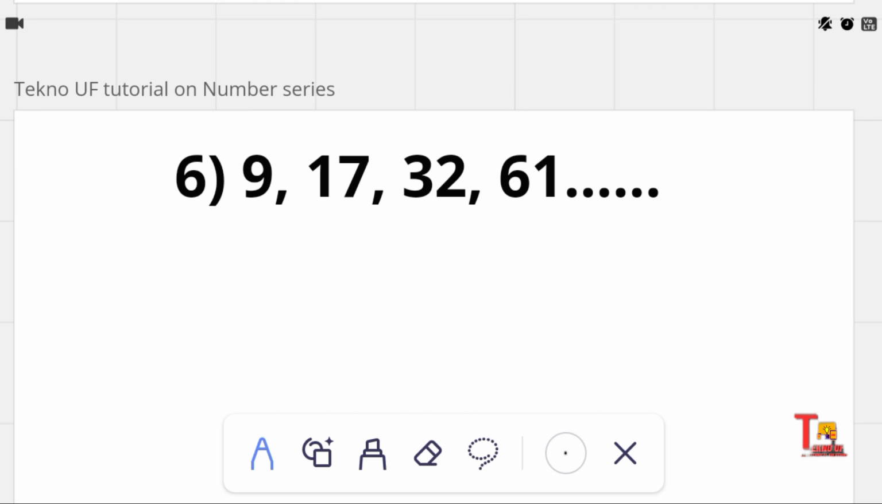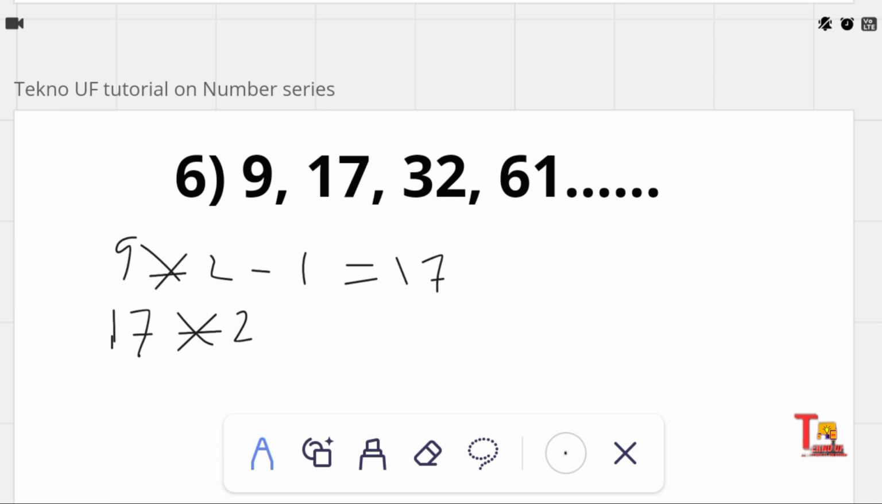What is happening? You have to multiply 9 by 2 minus 1, so that you will get 17. Okay, 9 into 2 is 18, minus 1 is equal to 17, and in the next line you have to multiply 17 with 2 and decrease by 2. So that you can get 17 into 2 is equal to 34 minus 2 is equal to 32.